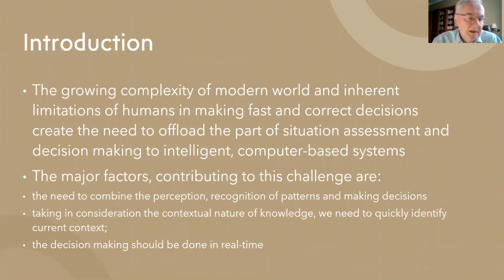First of all, the growing complexity of the modern world and inherent limitations of humans in making fast and correct decisions create the need to offload part of situation assessment and decision making to intelligent computer-based systems. This is quite a difficult task, and the major factor contributing to this challenge is that we need to implement the process which includes perception, recognition of patterns, and making decisions. We should also take into consideration the contextual nature of knowledge and constantly adapt to changing context. And another constraint: the decision should be made in real time.